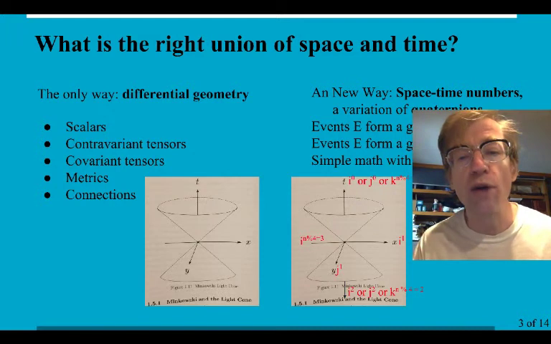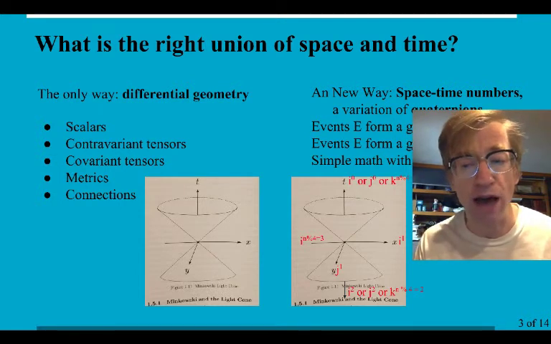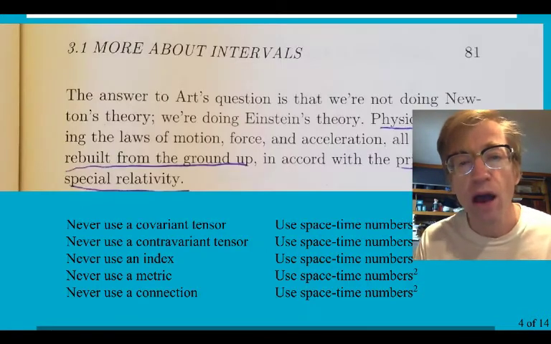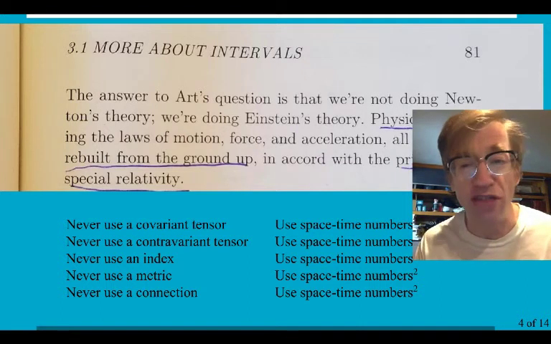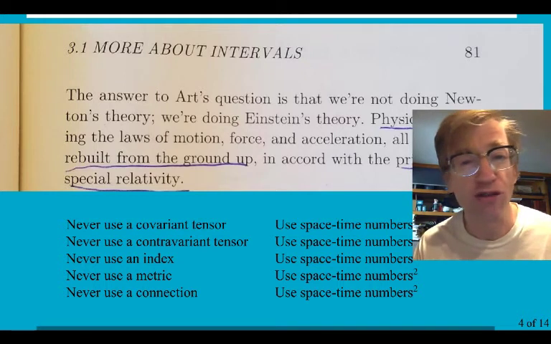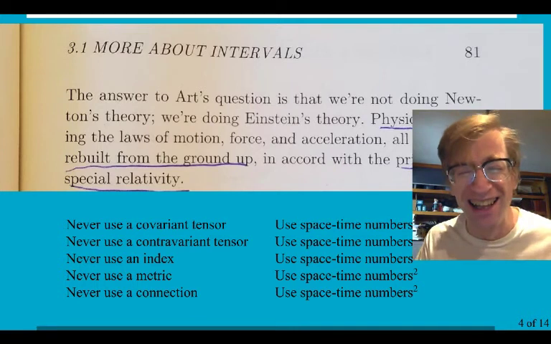So what we now have is a situation where there's all this algebra possible without doing anything other than using space-time numbers, or sorry, quaternions. Okay, so what does that mean? Well, when special relativity was introduced, it meant that everything had to be rebuilt from the ground up. And it was incredibly successful. And people don't want to leave it.